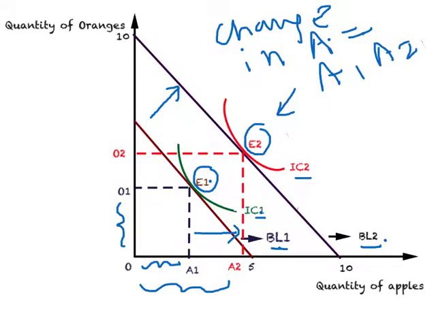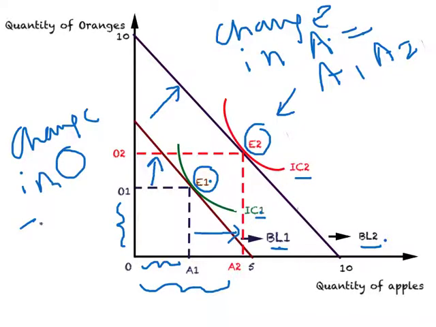Similarly, the impact of moving to BL2 relative to BL1 is that consumption of oranges has increased as well, and by how much? O1, O2. So let me just write this down. Change in consumption of oranges, I'll just write O, and that we know is O1, O2.